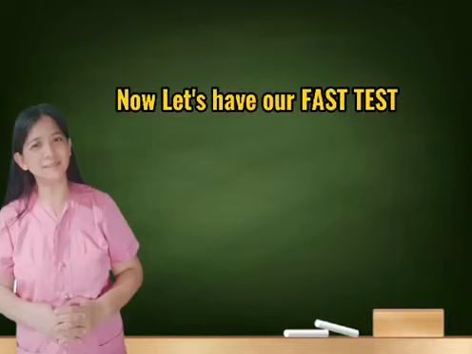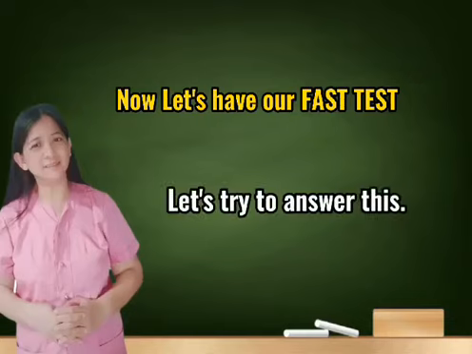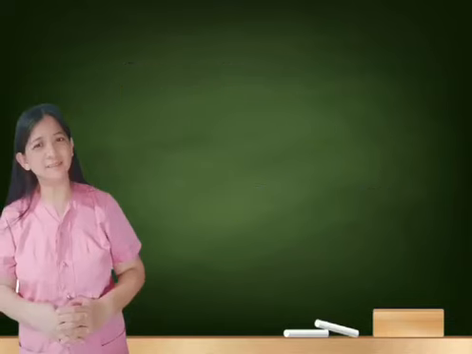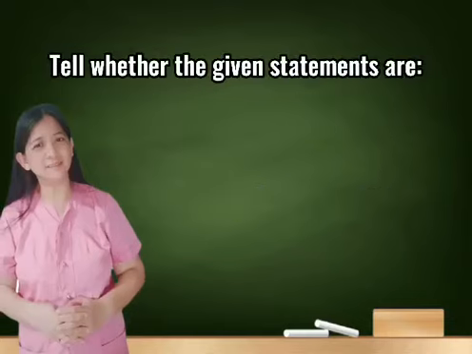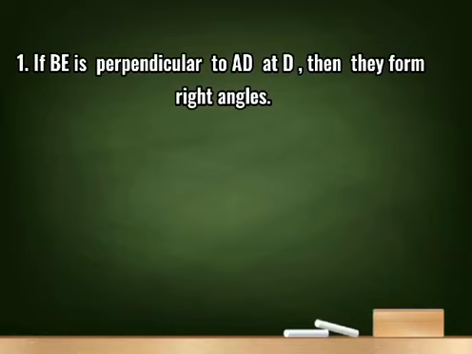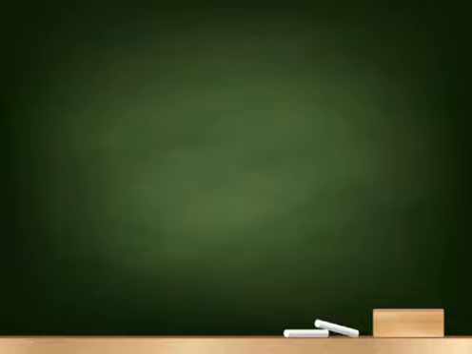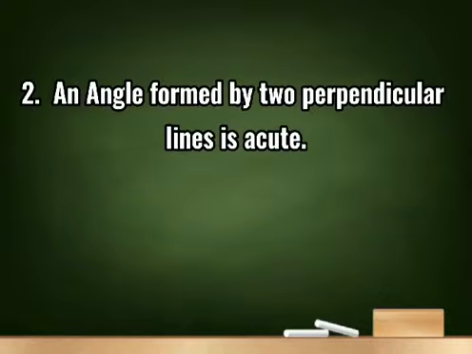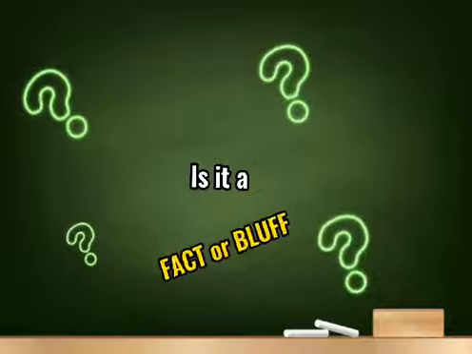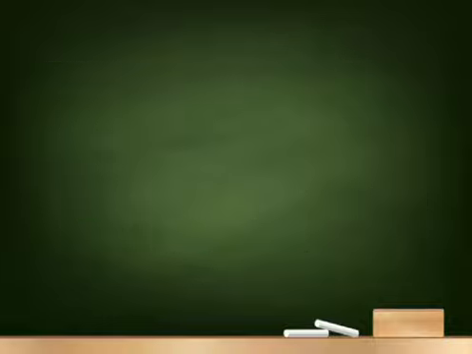Now let's see what you already know about our topic. Let's try to answer this. Tell whether the given statements are fact or bluff. Number 1, if segment BE is perpendicular to segment AD at D, then they form right angles. Is it a fact or a bluff? Number 2, an angle formed by two perpendicular lines is acute. Is it a fact or a bluff?